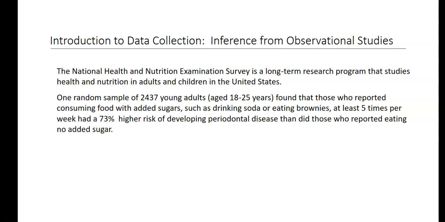The National Health and Nutritional Examination Survey is a long-term research project that studies health and nutrition in adults and children in the United States. One random sample of 2,437 young adults, aged 18 to 25, found that those who reported consuming food with added sugar, such as drinking soda or eating brownies, at least 5 times per week, had a 73% higher risk of developing periodontal disease than those who reported eating no added sugar. I think that kind of makes sense. Okay, so what's the question?